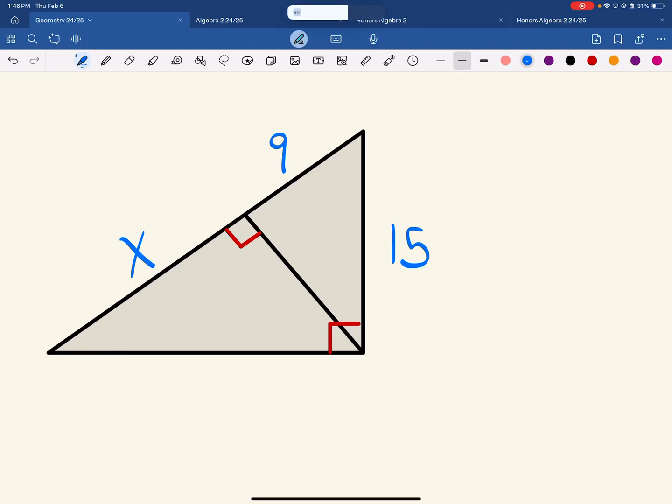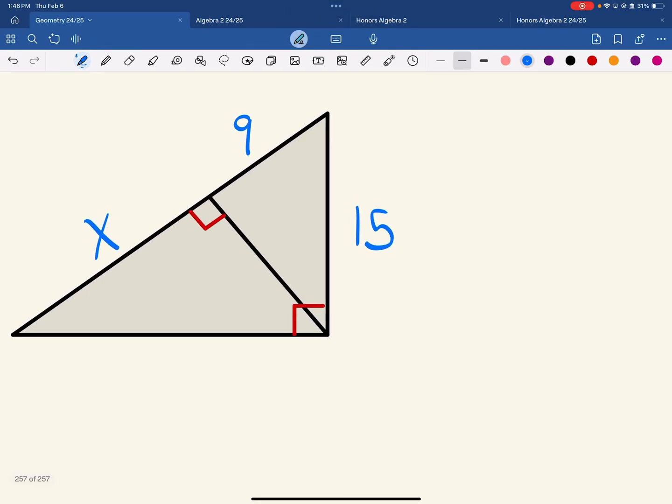A couple seconds to copy this one down. We're going to find the value of x with this one.